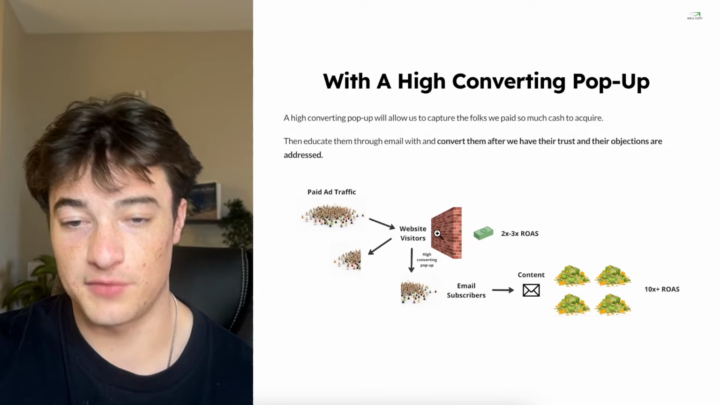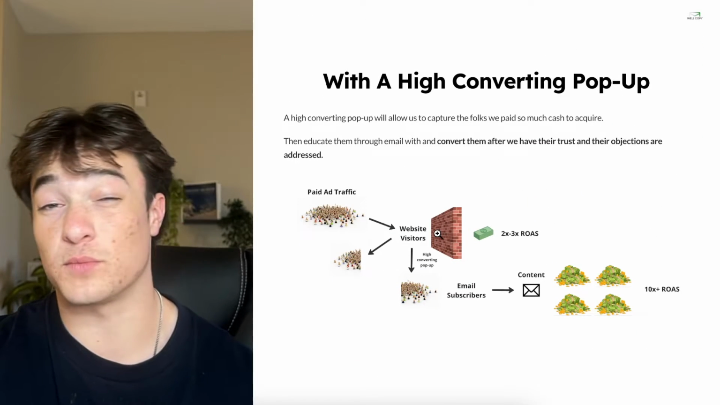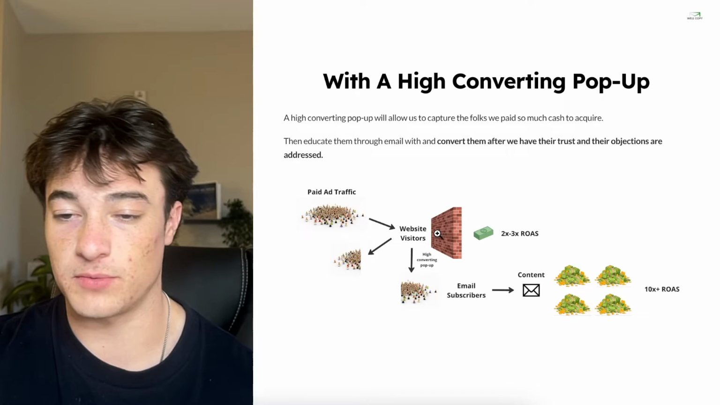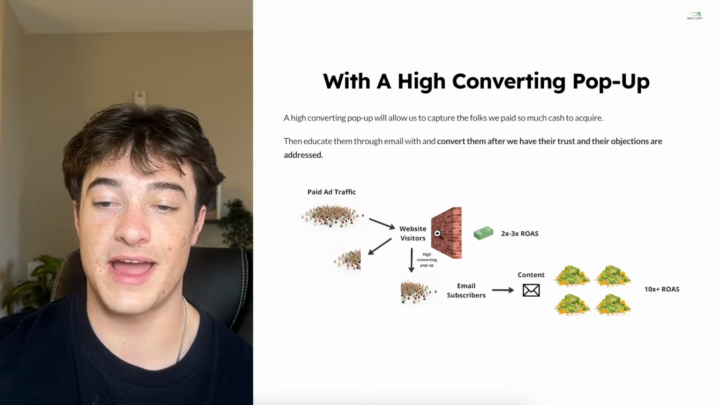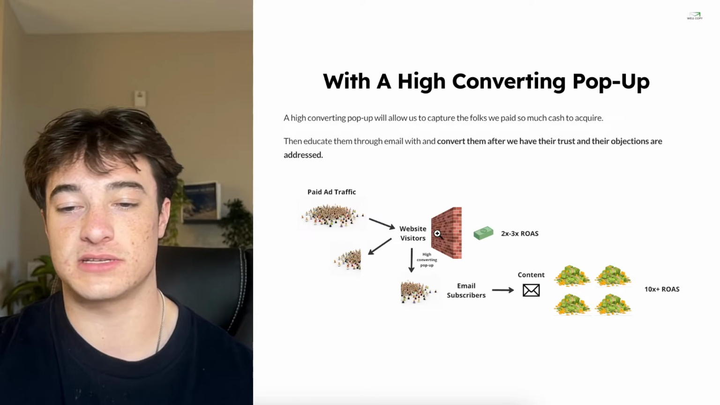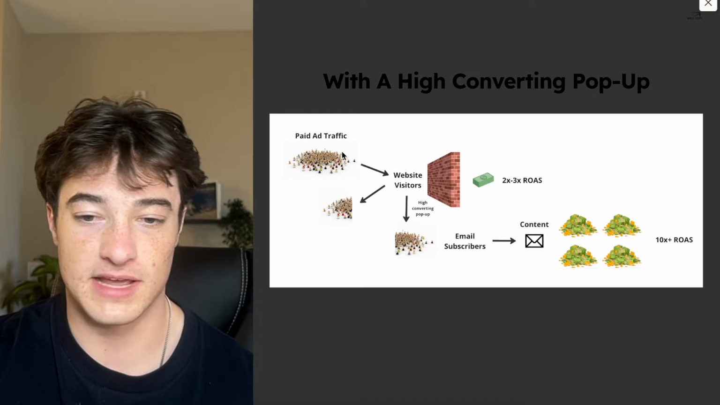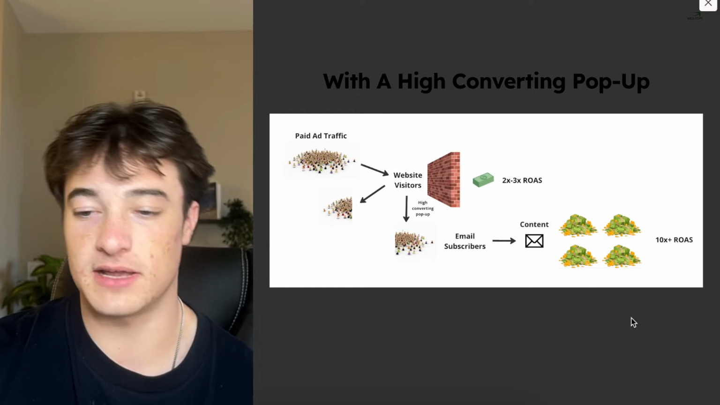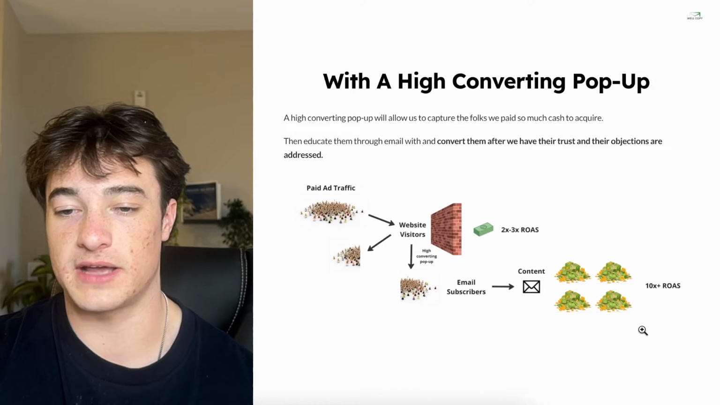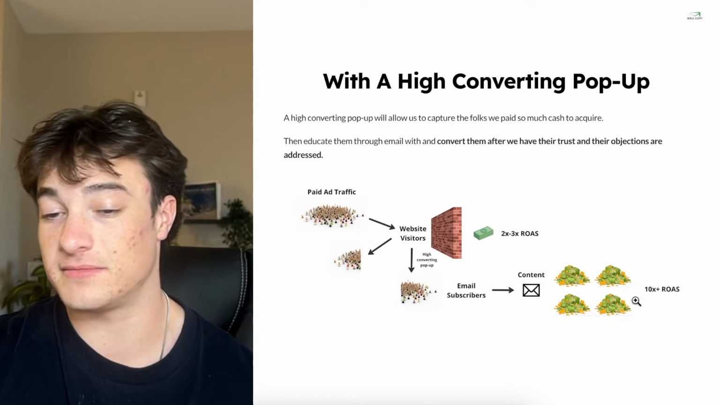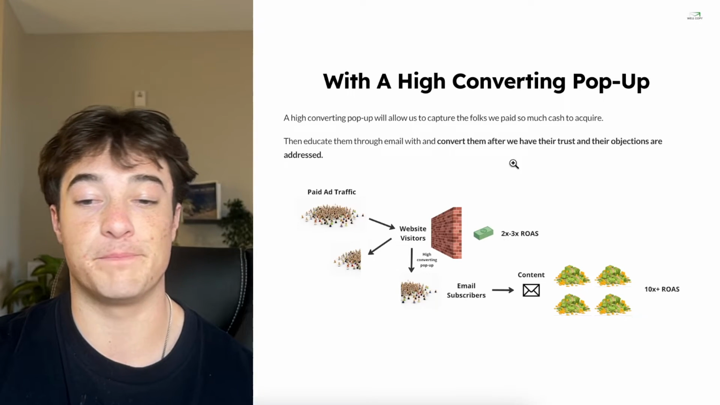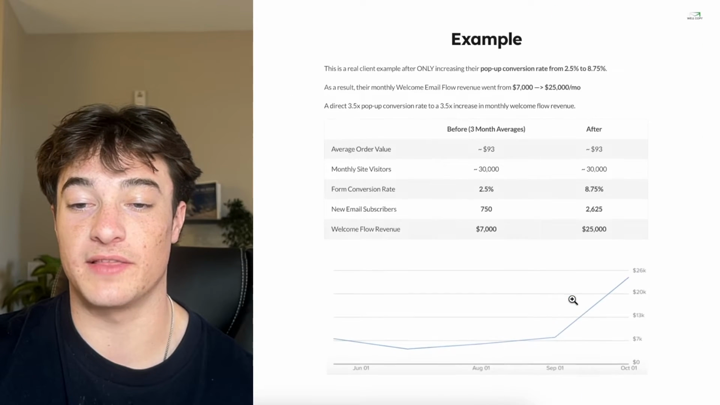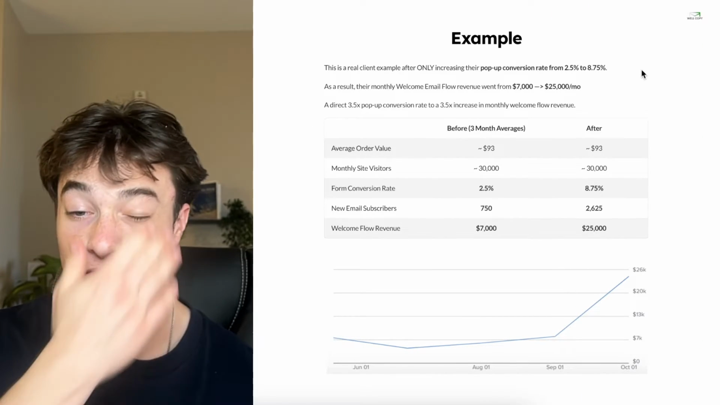Whereas if you have a high converting pop-up, and most brands will have a pop-up live, we're able to capture the folks that we paid so much to acquire through our ads, and then we convert them after we have their trust and the objections are addressed. So instead of just bouncing right off, we're going to get some of them into the email list, send them emails, send them content, make some money, and get a 10x plus ROAS. You can't do that without email going on in the back end, just purely with ads. It's quite literally impossible.